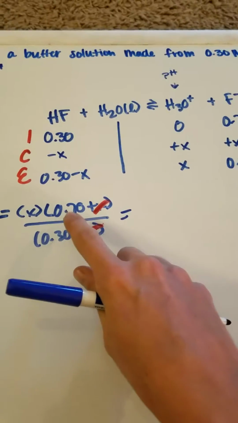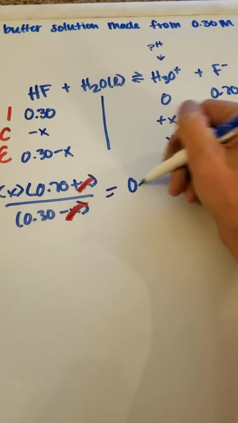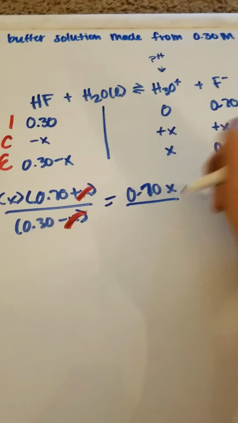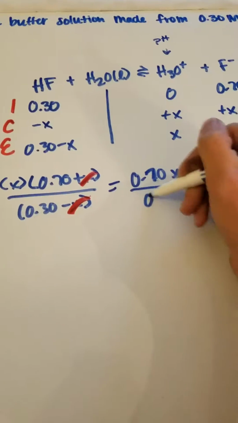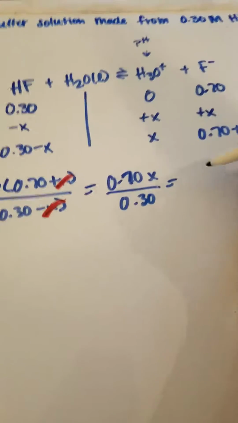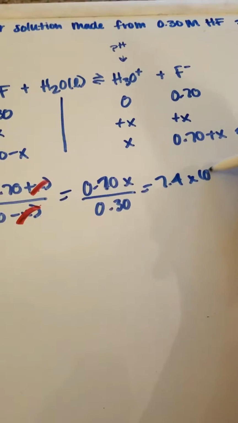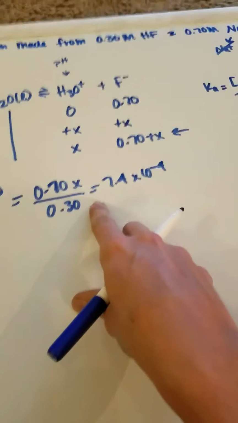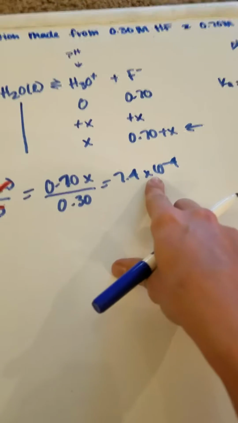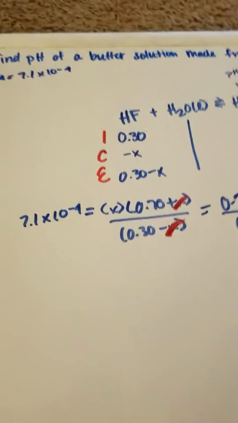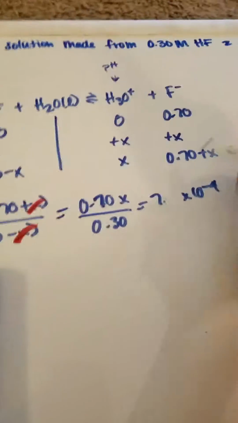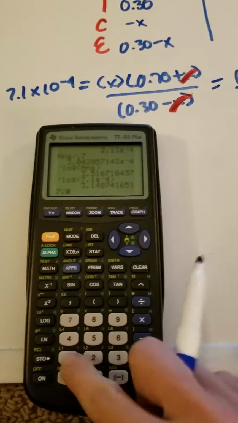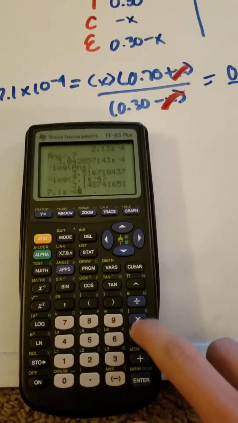So I'm just going to multiply this times that, 0.70x. So my 7s tend to look like 2s sometimes. And on the bottom, since we got rid of that x, we just have 0.30, and all that is equal to the Ka value we were given in the problem. Okay, this looks a lot easier to solve, because now all I have to do is move this over here by multiplying it out, and I'm going to drop down here to do that. And this is 7.1, not 0.4. Okay, so 7.1 times 10 to the negative 4th, times 0.3.